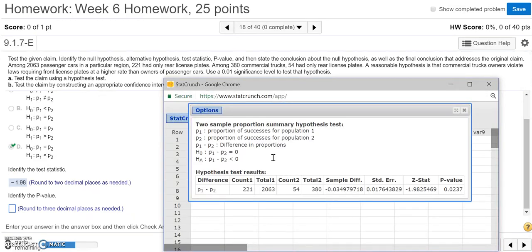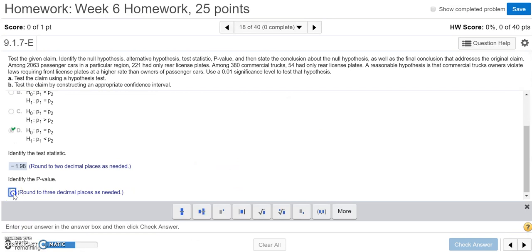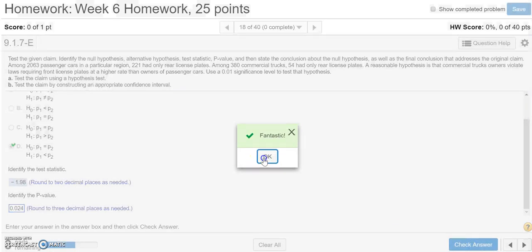So now it's asked us to find the p-value. Back to my StatCrunch results, I see the p-value right here is 0.0237, and this is asking us to round to 3 decimal places, so that would be 0.024. So that's correct.